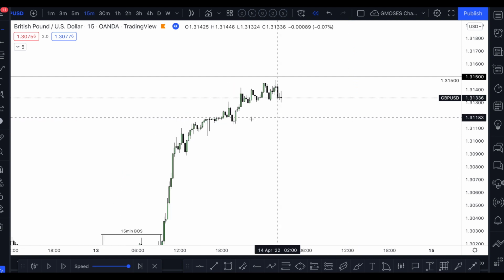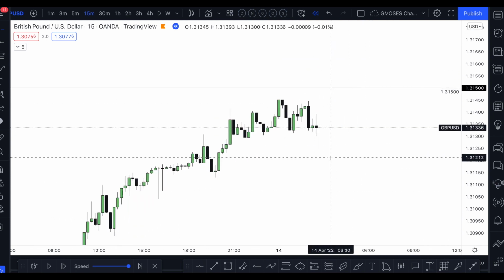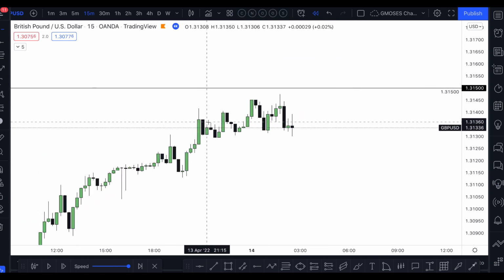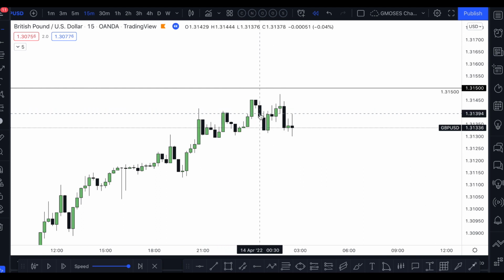Okay, but I noticed that price never broke this area. And also we can see price has given us some sort of sideways range, giving us some sort of consolidated range.